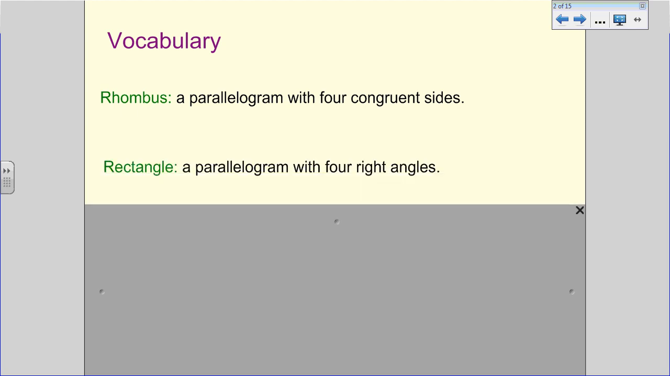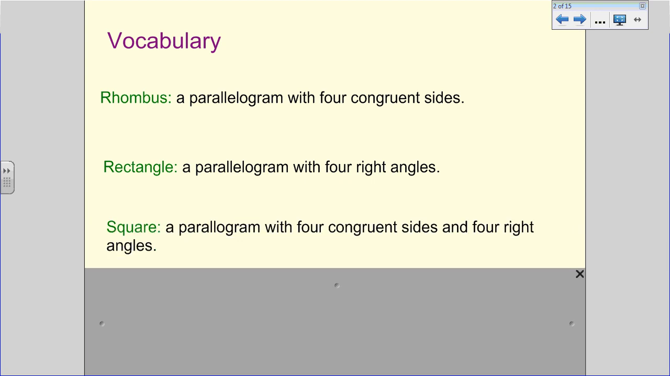For a rectangle, it's a parallelogram with 4 right angles. So remember, we have to have opposite angles congruent. So we saw in our quiz, we have a lot of different angles there. But here they have to be 4 right angles, so all of them are the same.